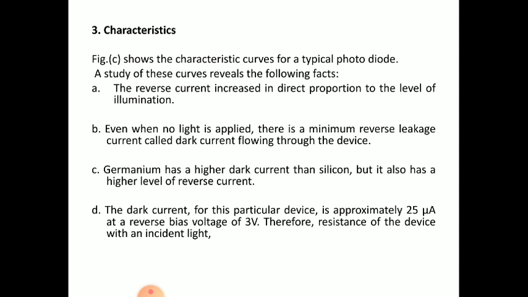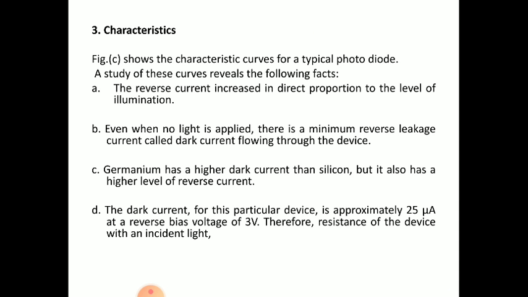The reverse current increases in direct proportion to the level of illumination, as we have already discussed. Even when no light is applied, there is a minimum reverse leakage current called dark current flowing through the device. Germanium has a higher dark current than silicon, but it also has a higher level of reverse current. The dark current for this particular device is approximately 25 microamps at a reverse bias voltage of 3 volts.